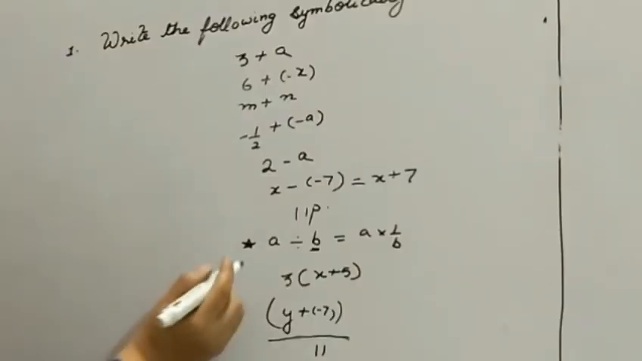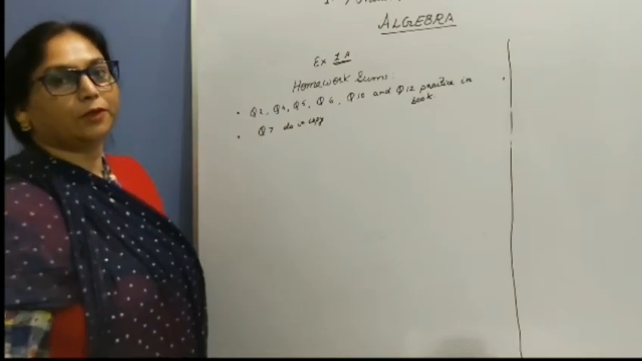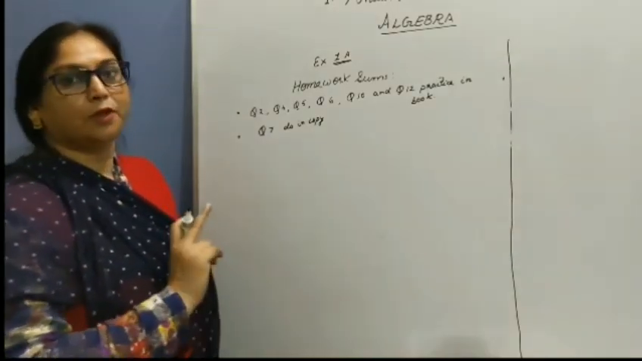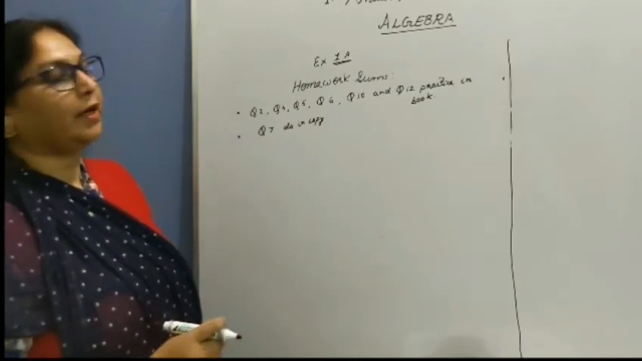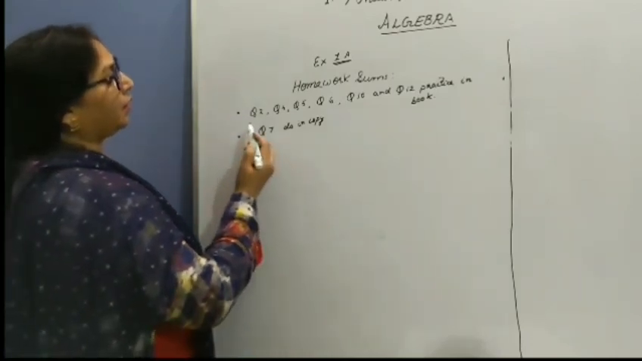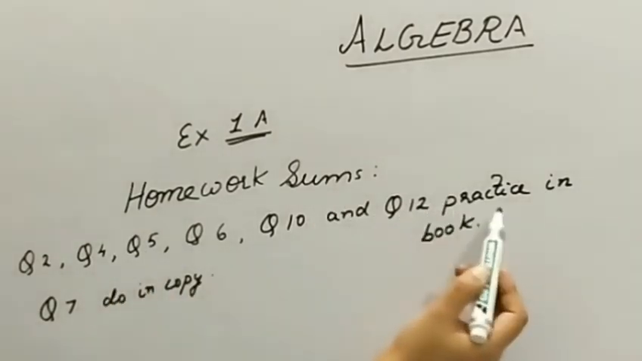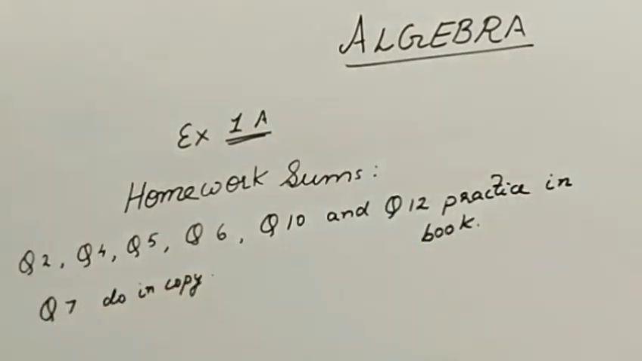Out of these 10 sums, this one is important. Students, you have been told that the whiteboard work is your classwork. So do those sums in your copy as classwork, and the homework sums are question numbers 2, 4, 5, 6, 10 and 12, practice in the book, and question number 7 do in the copy.